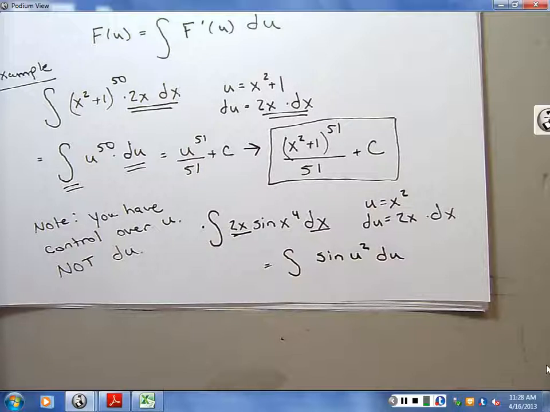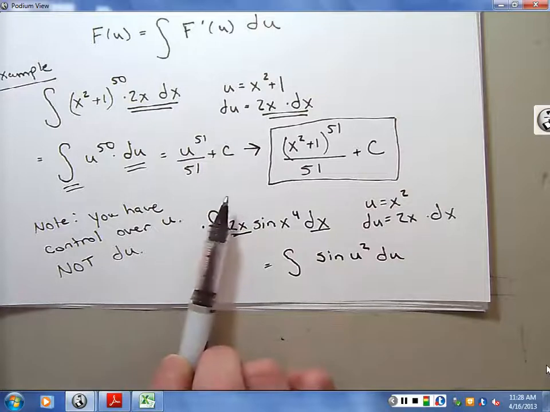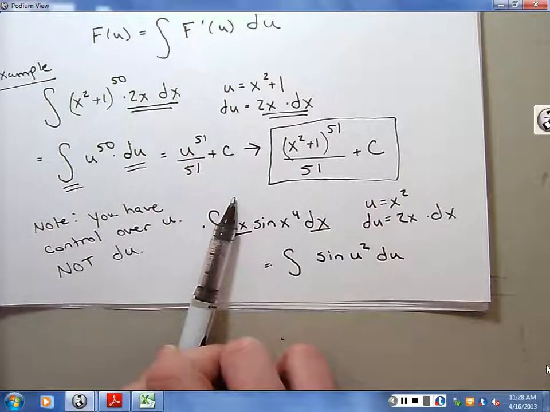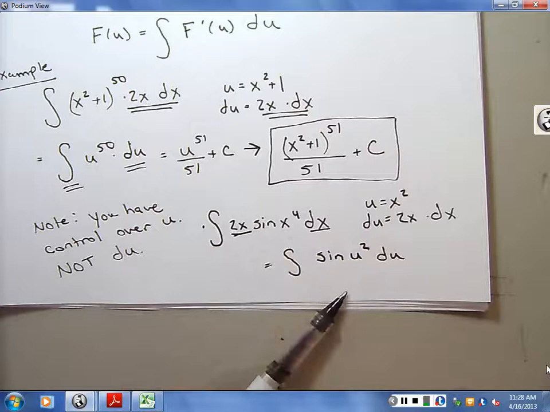But you have to pick a u conveniently so that it's going to cancel. So you have to see the derivative of u at least somewhere in the integral, or off by a constant. If this 2 wasn't here, I would still make the substitution x squared, and then I would just have to divide through by a 2. Question?